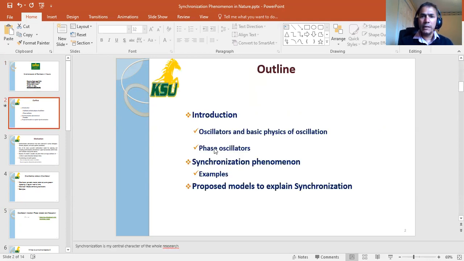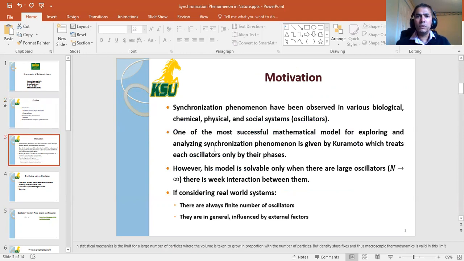And this is my outline. I will give you a basic definition of oscillation and oscillator. Then we'll touch on phase oscillator. These keywords, oscillator, basic physics of oscillation and phase oscillator, should be enough to describe the synchronization phenomenon. We'll also try to see if there is any mathematical model that can explain synchronization. Now let me go to another slide.